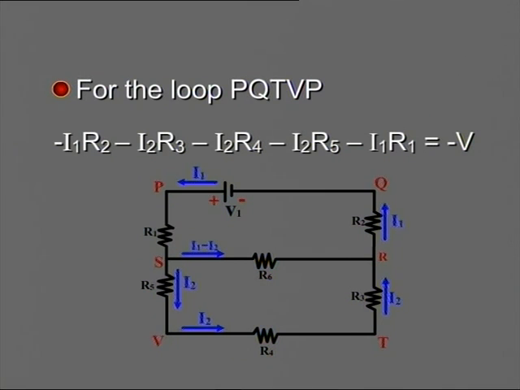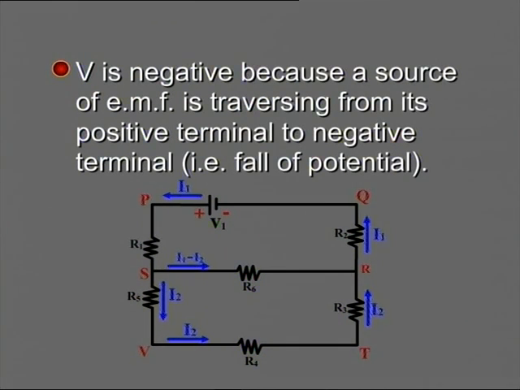For the loop PQTVP, minus I1 R2 minus I2 R3 minus I2 R4 minus I2 R5 minus I1 R1 is equal to minus V. In this loop, here V is negative because a source of EMF is traversing from its positive terminal to negative terminal, that is fall of potential.